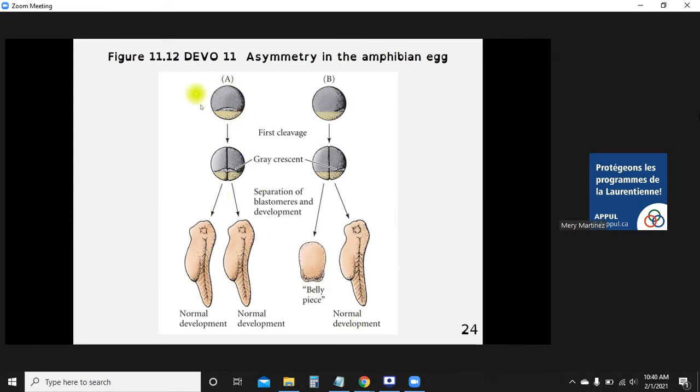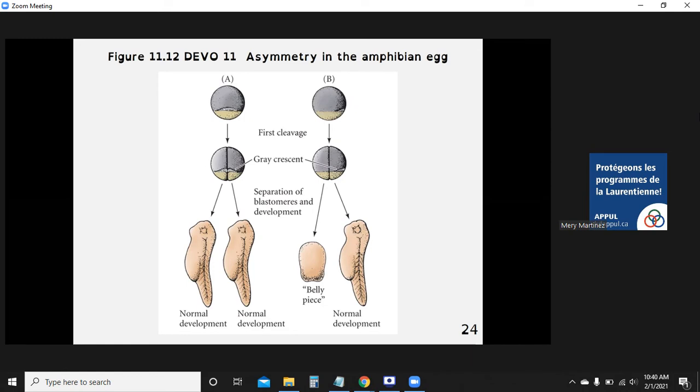So here we have our egg. This is our gray crescent. If we divide right in the middle, each section has part of the gray crescent. We have two normally developed individuals. However, if we cut it in a different way, when only one section has that gray crescent, the section lacking the gray crescent was just like a belly piece, but did not form a complete embryo.